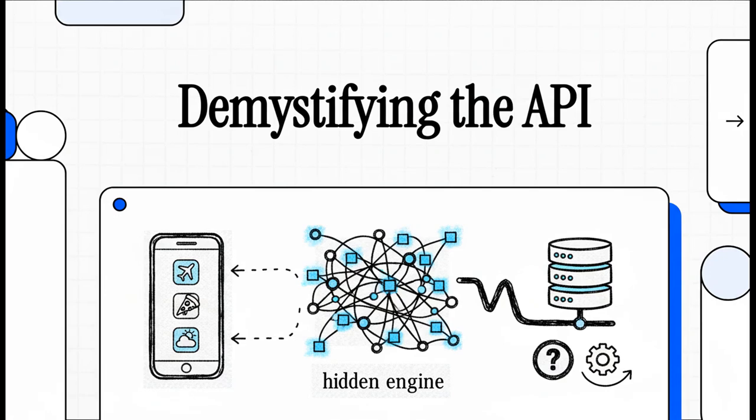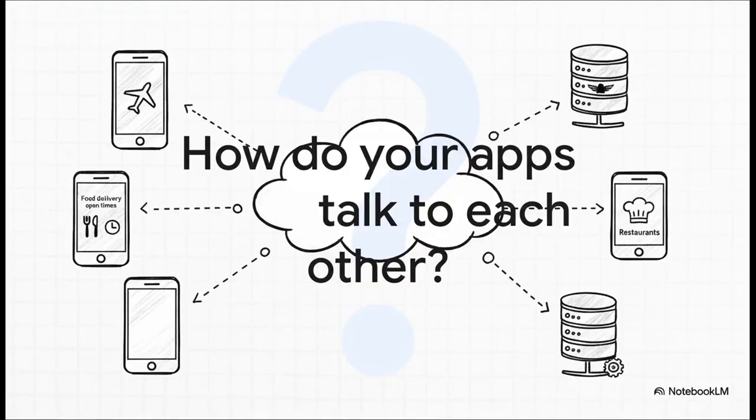Have you ever just stopped and wondered how you can book a flight, order a pizza, and check the weather all from different apps on your phone, and it all happens in just a few seconds? Well, there's a hidden engine powering almost everything you do online. It's kind of the unsung hero of our connected world. And in this explainer, we're going to pull back the curtain on that secret engine and demystify the API. So let's just dive right in.